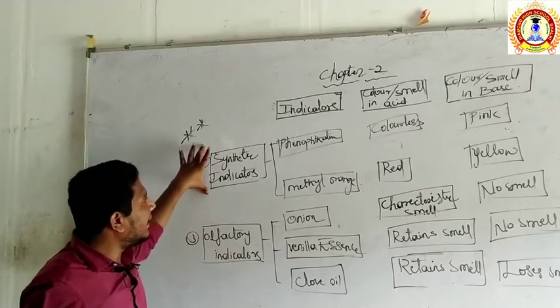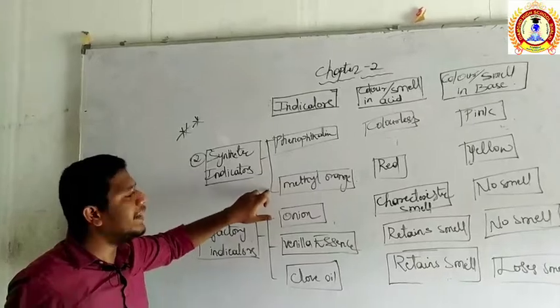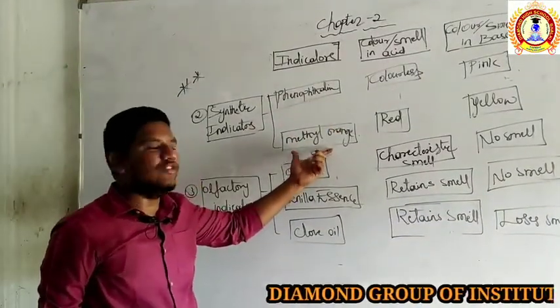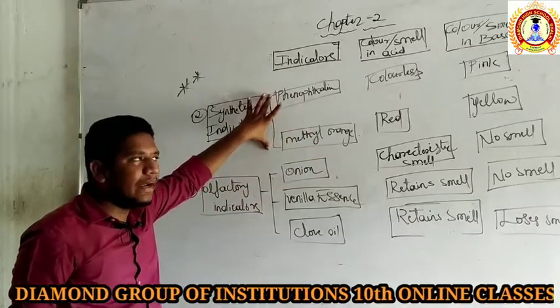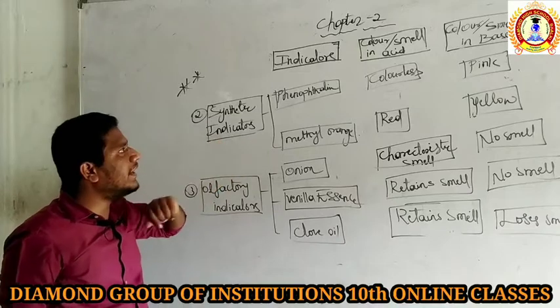The synthetic indicators. There are 2 examples of synthetic indicators in your syllabus. One is known as phenolphthalein, and another is methyl orange. Both are chemical indicators. They are prepared in the lab, right? For that reason they are called synthetic indicators.